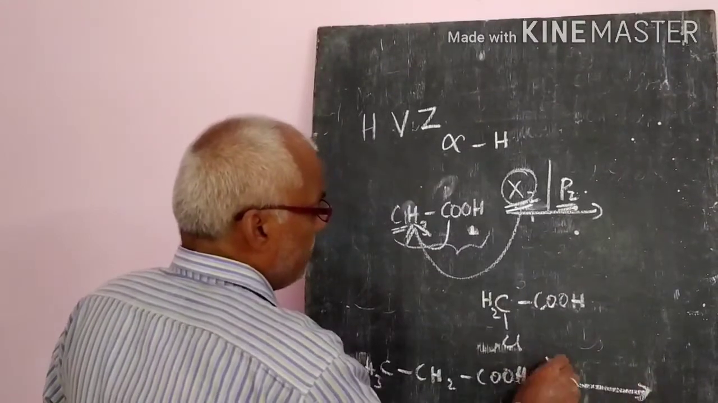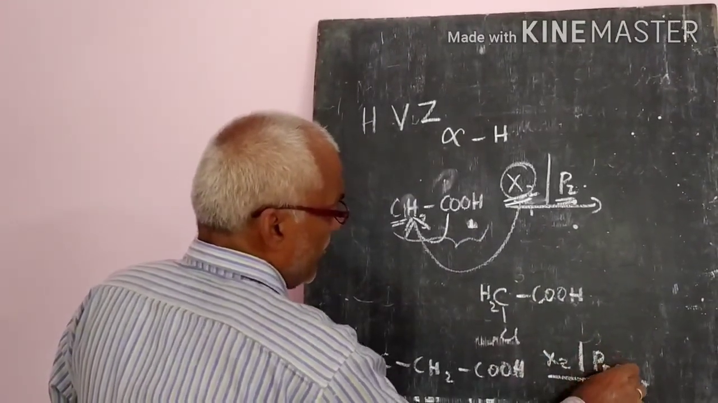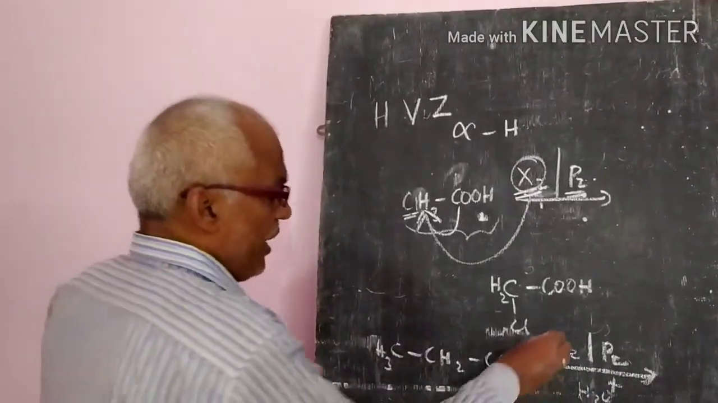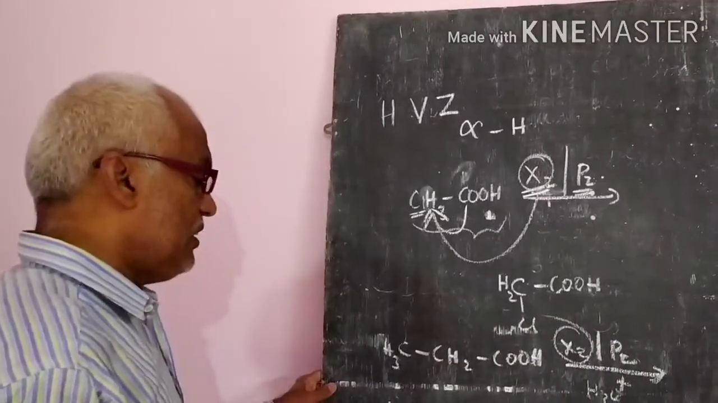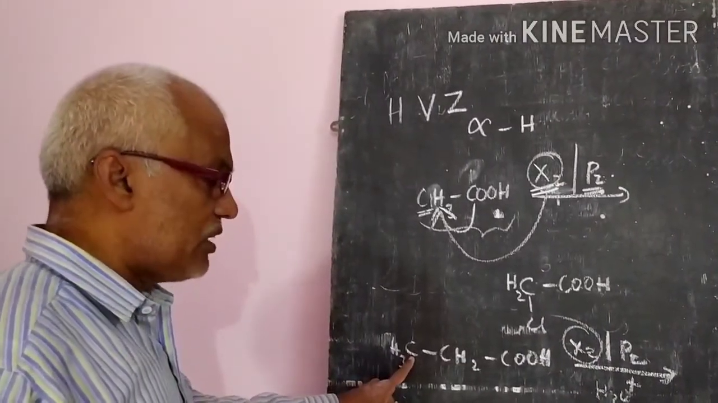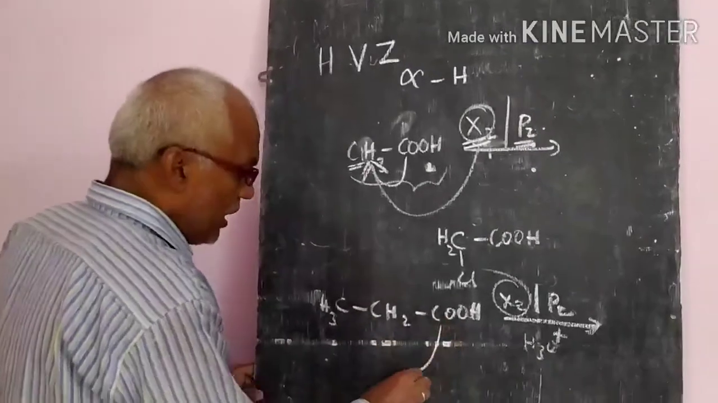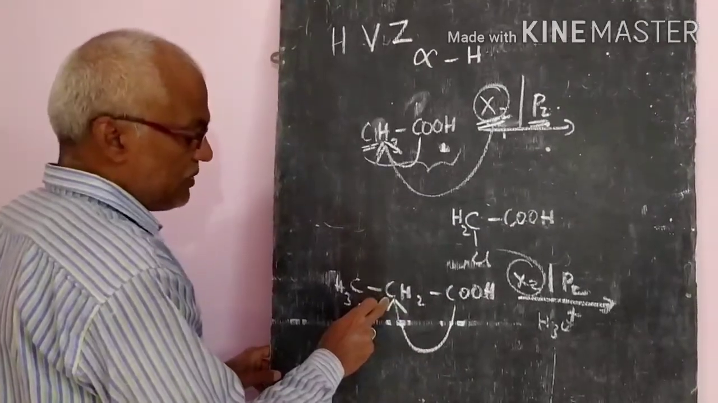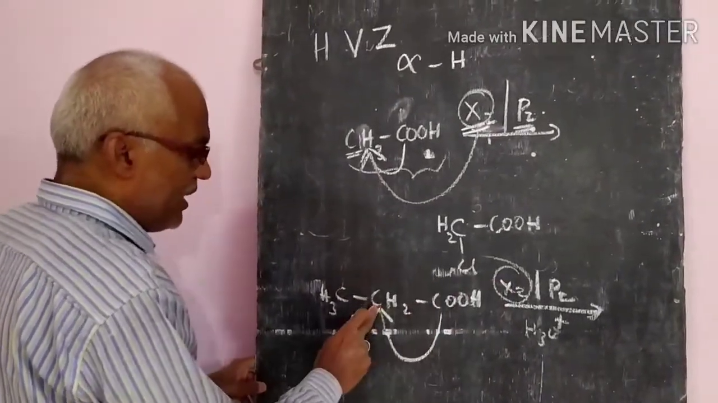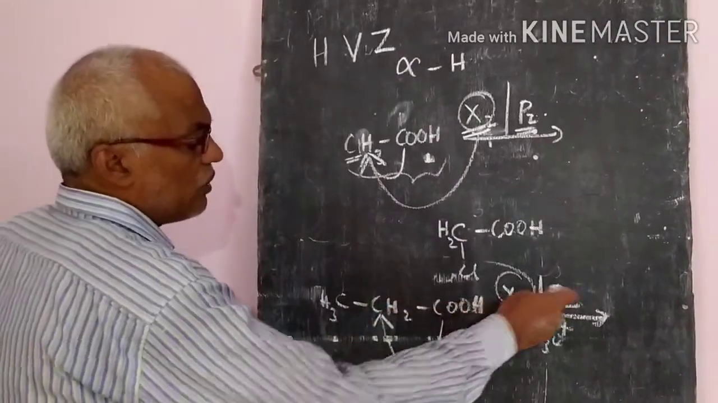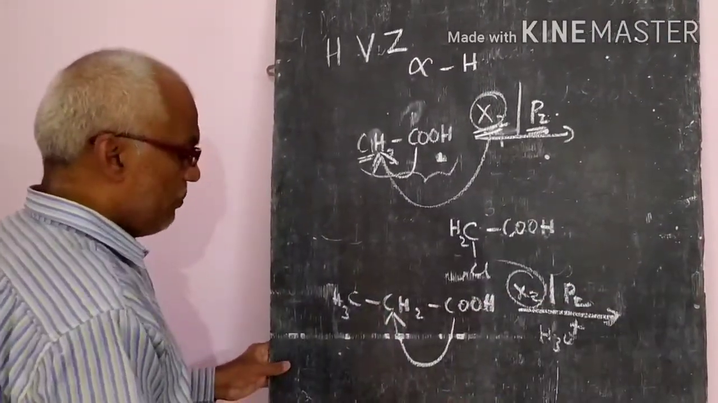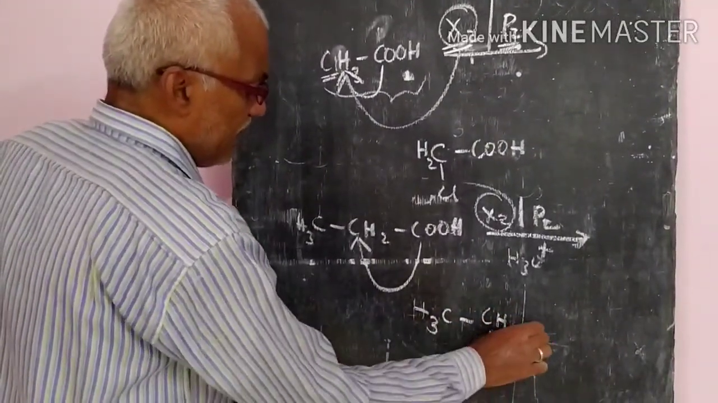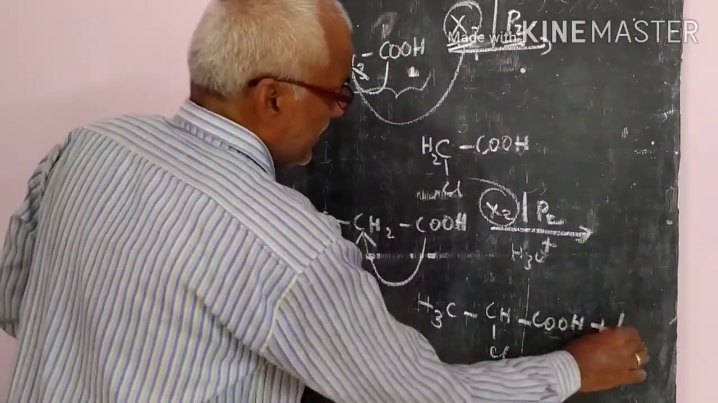If it is heated with the halogen in the presence of red phosphorus and H3O+, that is acidic media, then what will happen? Where will the chlorine be added? Generally we think that the chlorine will be added to the third carbon atom, but that is not correct. Alpha carbon means the carbon next to the carbonyl group. The halogen will be added here and one hydrogen will be removed, and the product will be formed. That means the product you get is CH3CHClCOOH plus HCl.